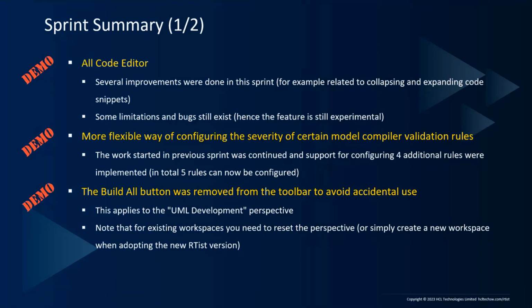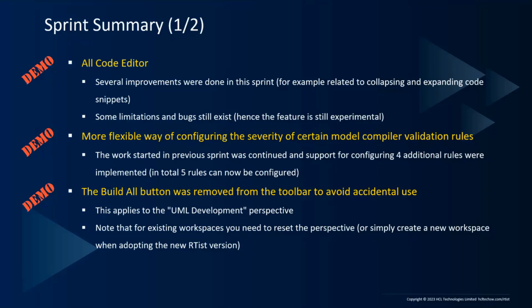Then also in last sprint, we started to create a framework for customizing the severity and enablement of certain model compiler validation rules. This work has now progressed, and we now in total have 5 rules that you can configure this way.